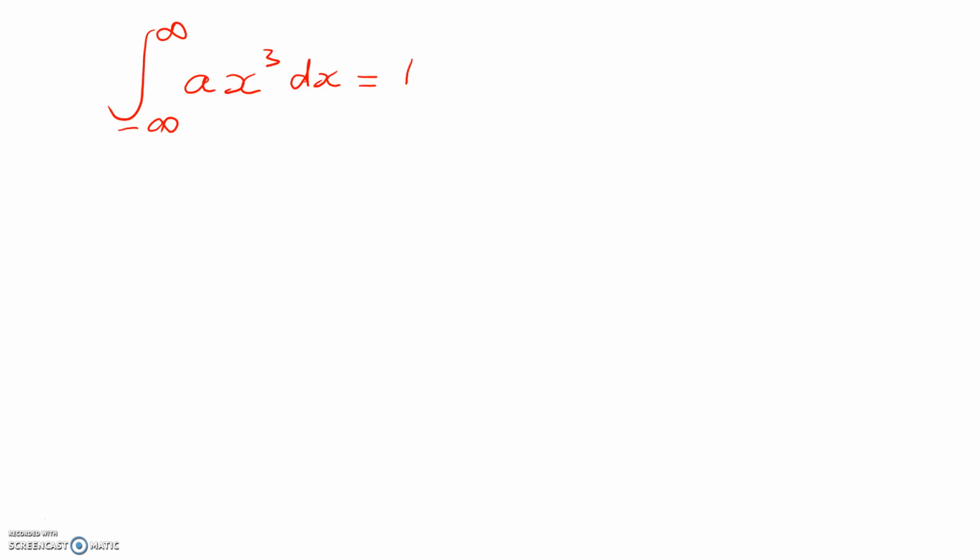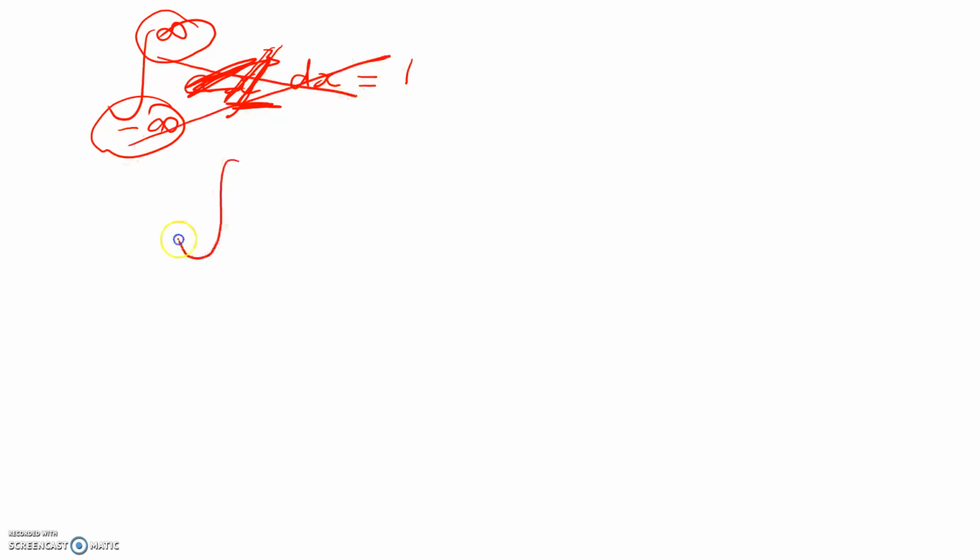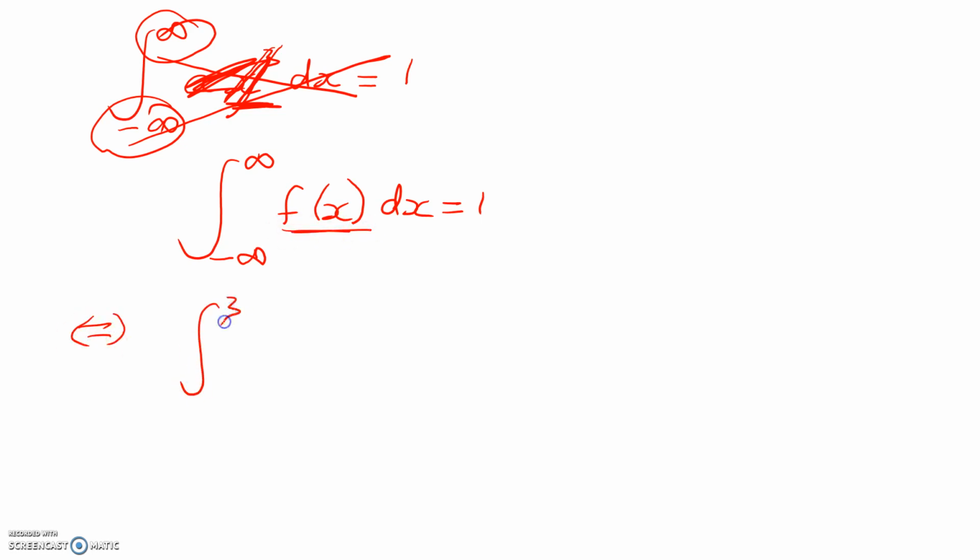But that's not quite right, because this is not defined for all of these values. So let's back up, cross that out of your book. This is what we want to do. We want to say that the integral of the PDF has to be 1. Not exactly the same thing. It's the same as saying the integral from 0 to 3 of ax cubed dx is equal to 1. And you can see that this is now a really simple little integration problem.